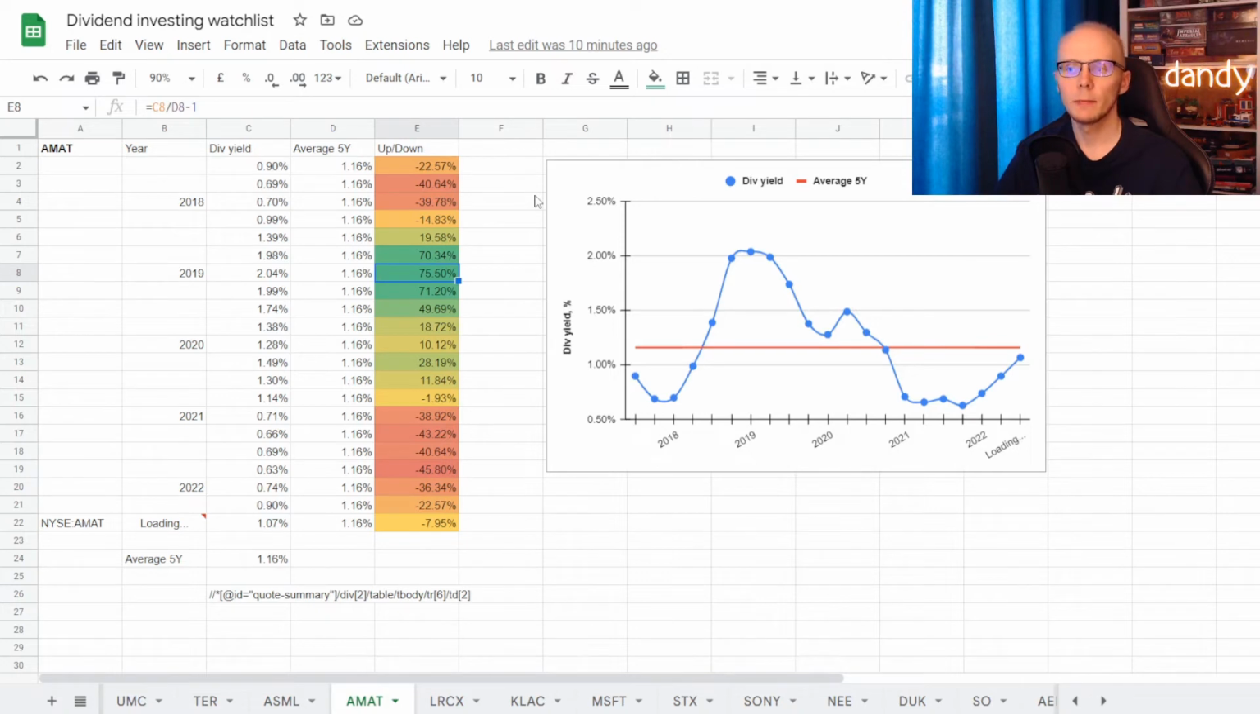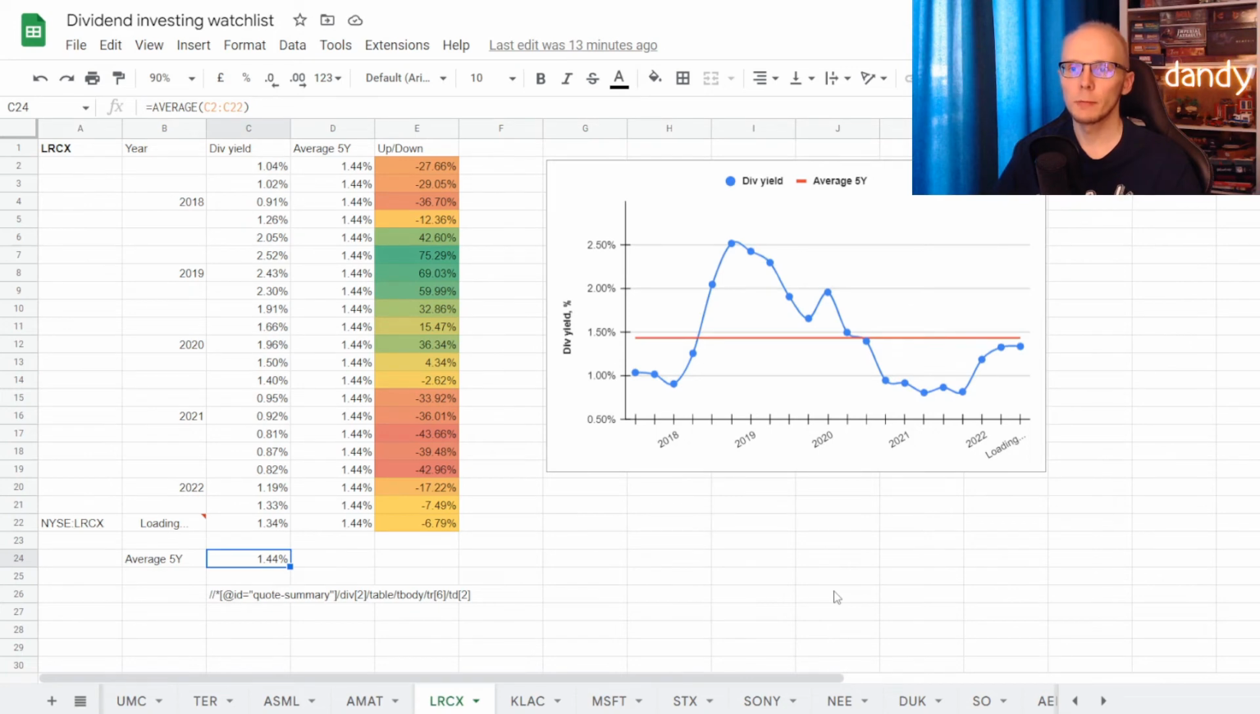This means that the best time to get in was back in 2019, where we had the dividend yield at 2.04%, higher than that 5-year average by 75.5%, and then worst yield was in 2021, at 0.63%, under average by almost half at minus 45.8%. But if we would be getting into the stock right now at 1.07%, that is now just under that average at minus 7.95%. So we aren't getting the best yield of those last 5 years, but we are coming real close to that average again. So this will be the number that we are comparing.